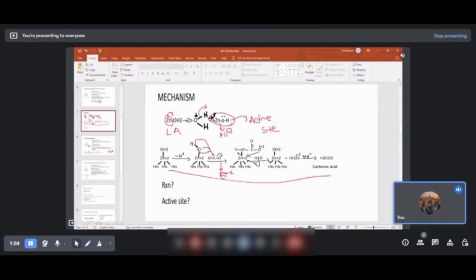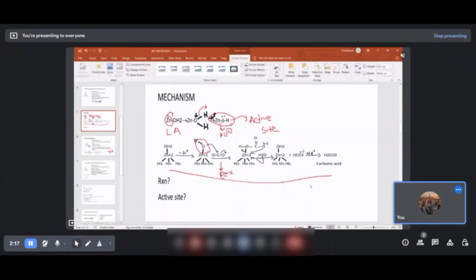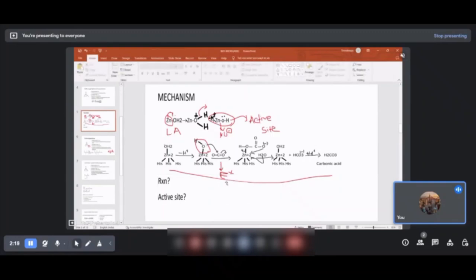So what is the type of this reaction basically? Since CO2 is an electrophile and the Zn-OH is a nucleophile, this nucleophile will attack the carbon center of CO2, and the addition of the CO2 will further take place. So this reaction is also known as an electrophilic addition reaction.